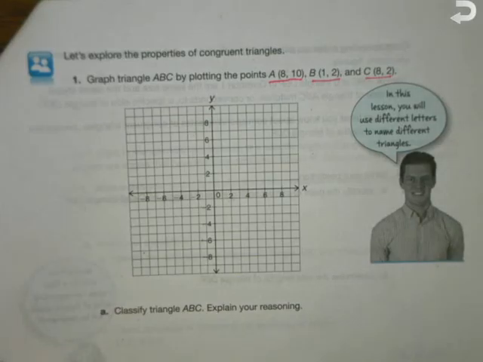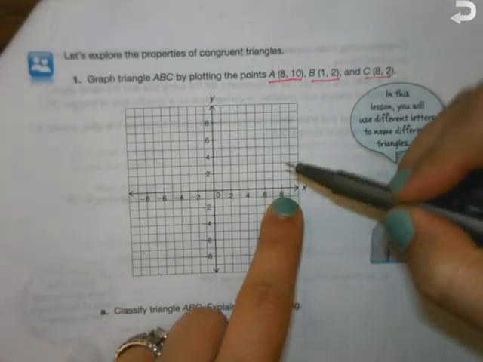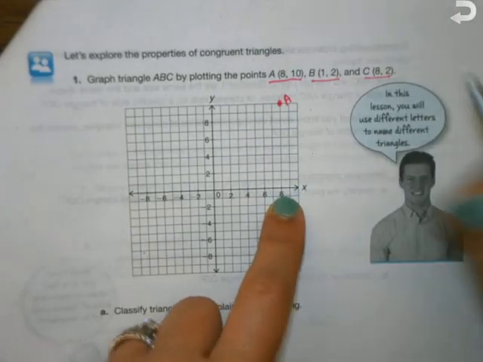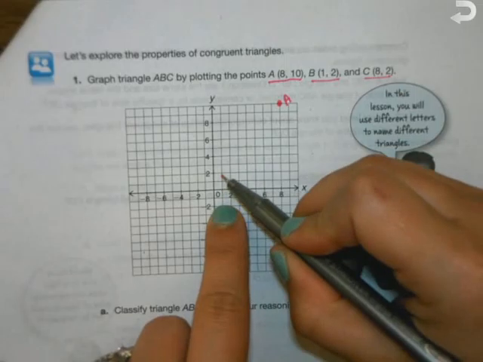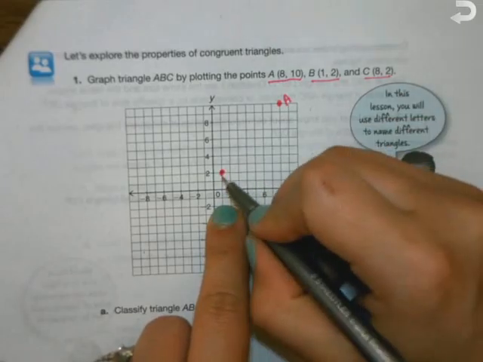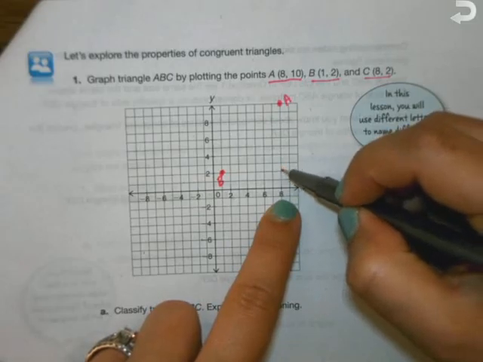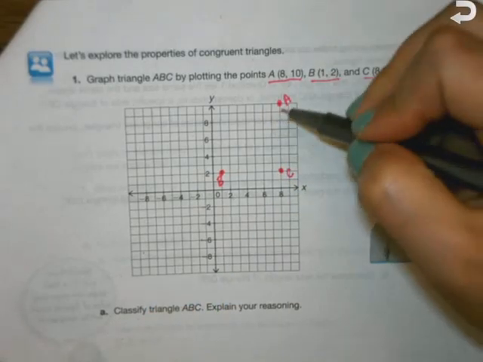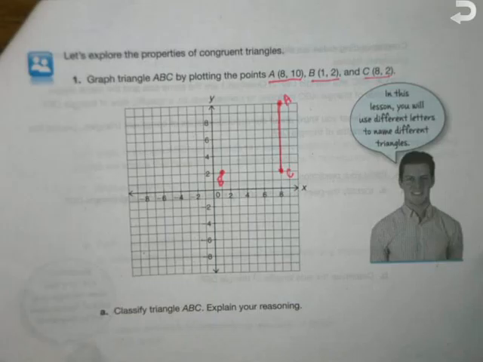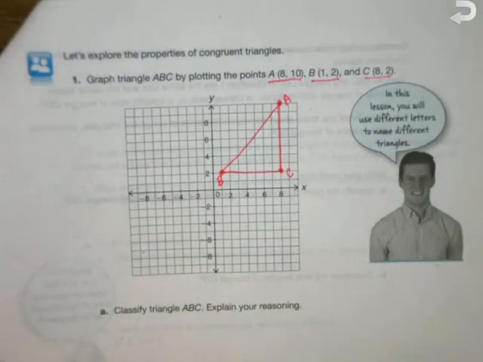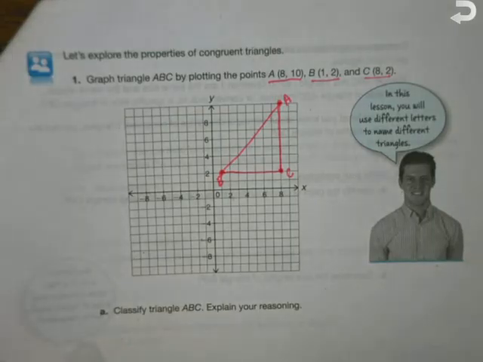Okay, guys, so when you graph the triangle, we should be putting 8, 10 all the way up here. So 8, 10 should go all the way to the top, and that's A. 1, 2 is here, and that's B. And then 8, 2 is here, and that was point C. So when we connect all of the points for our triangle, what kind of triangle does this make, guys?